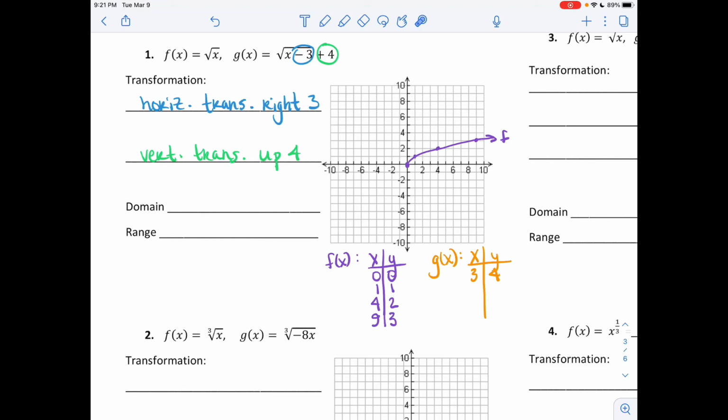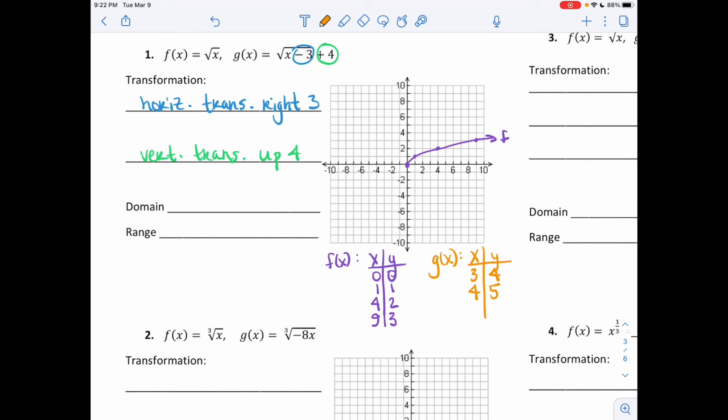Now I want to pick some more x values, and I'm going to go up by the same increments I did here. So I went from 0 to 1. That means I'm going to go from 3 to 4. I'm going to add 1. So at 4, I want to see what I have. 4 minus 3 is 1, and the square root of 1 is 1. Plus 4 is going to give me 5.